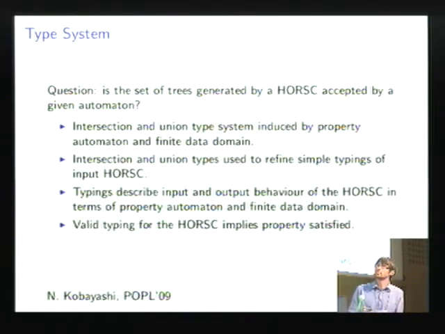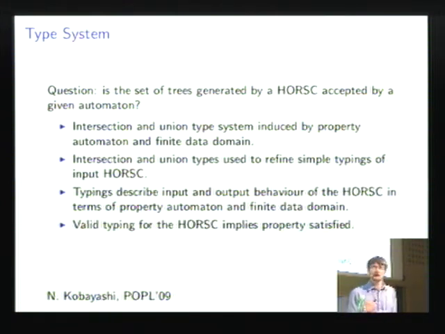So how are we going to answer this question? Are the set of trees generated by our HORSC accepted by a given automaton? Well, we do it using a type system. This is an intersection and union type system, and it's induced by the property automaton and the finite data domain. The finite data domain is our set of nullary constructors that we can use our case construct on. These are not general intersection and union types. They're used only to refine the simple typings that we already had for our original HORSC. And they can be used to describe the input and output behaviour of the HORSC and its function definitions in terms of the property automaton and the finite data domain.